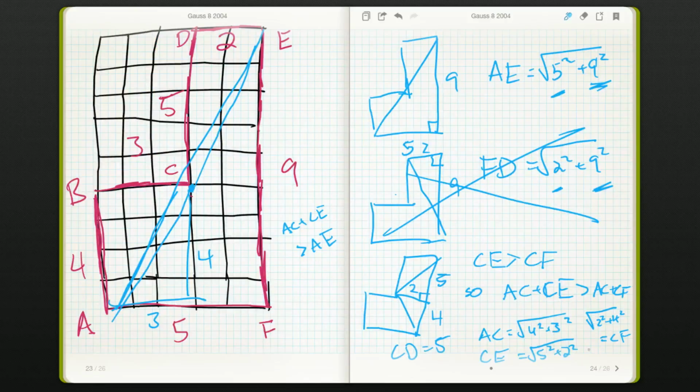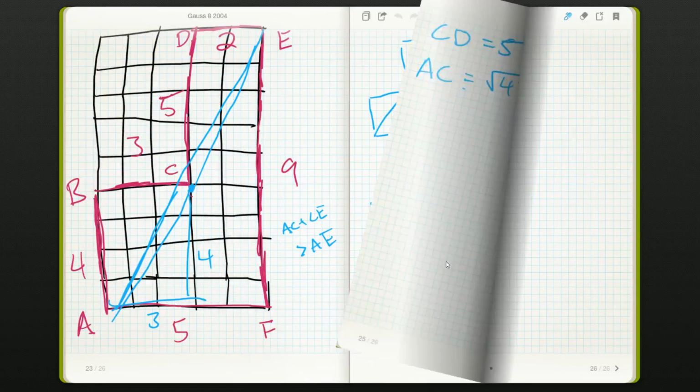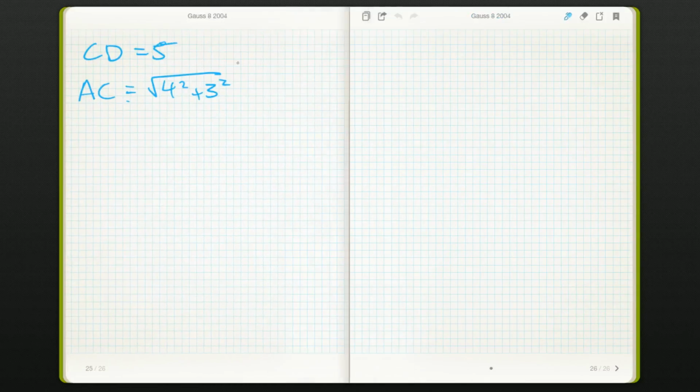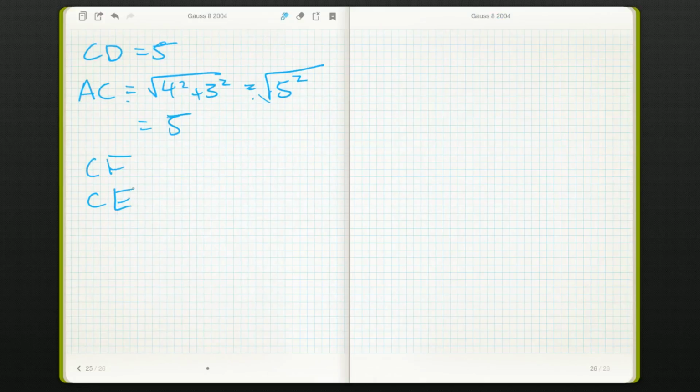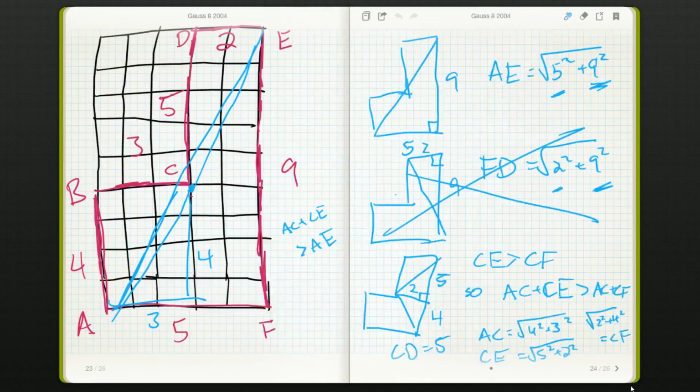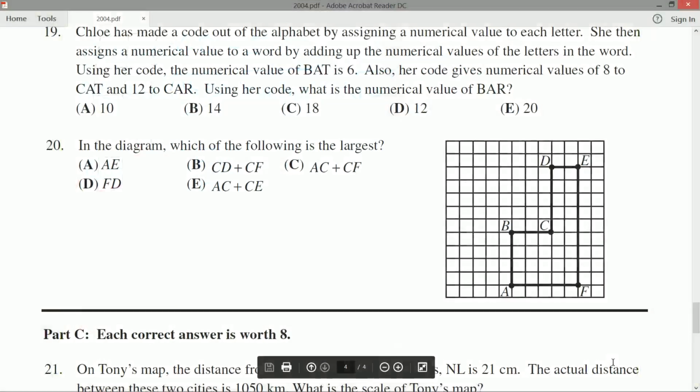Well, 4 squared plus 3 squared is 5 squared. That's a well-known one. So AC and CD are both 5, so it all comes down to CF versus CE again. We already talked about that. CE was bigger, so whichever one has CE, we're all set. So AC plus CE. E is our answer.